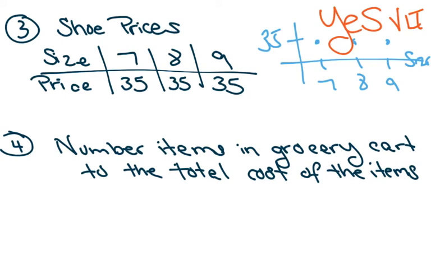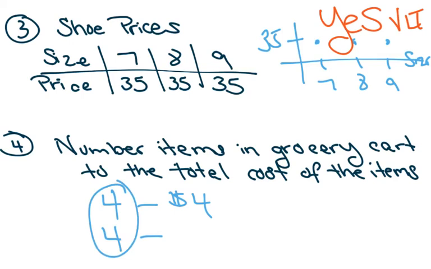Now number 4, our last one, it says number of items in a grocery cart to the total cost of the items. So they're not actually giving you numbers, they're just having you think about this as a big idea. So if I had a cart with, say, 4 things in it, and maybe I was just buying 4 packs of gum, they could be $4 because it was $1 for each pack of gum. Maybe instead of 4 packs of gum, I have 4 boxes of cereal. So same number of items in the cart, but obviously cereal would be more expensive. Probably at least, I'd say, $10.